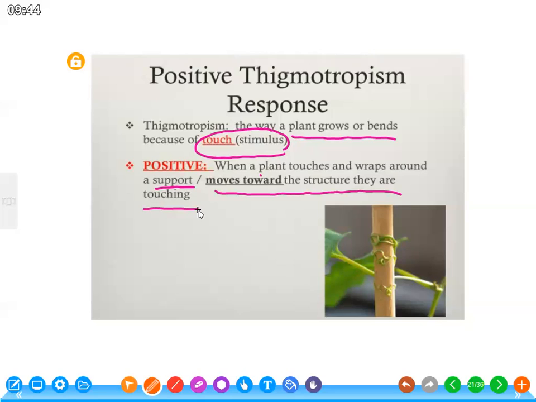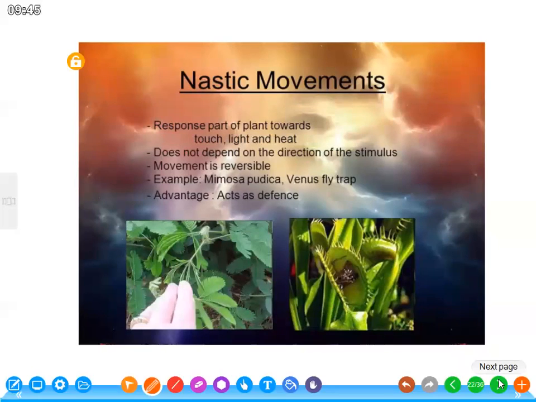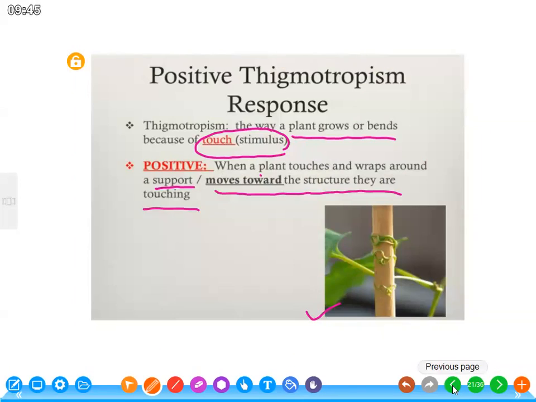Right? Here you can observe the picture. Positive thigmotropism: when a plant touches and wraps around a support and moves towards the structure, they are touching.